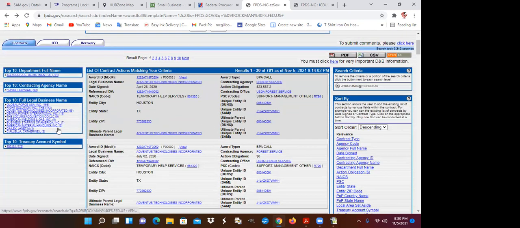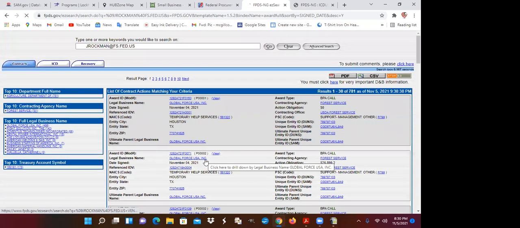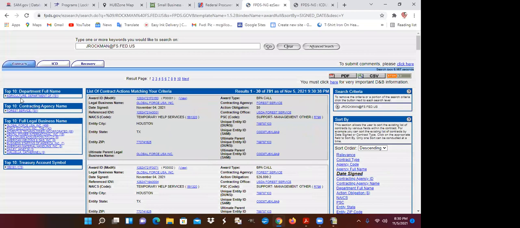And then if you want to look at, let me see, hold on. Over here, they'll have the top 10 departments by full name. They have the top 10 contracting agencies. Then they have the top 10 businesses that got these particular contracts. This company right here, what we looked at, that got this contract, they got 456 contracts already. You see that right here.